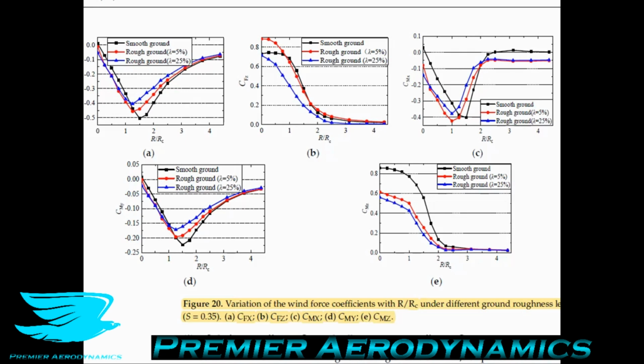For the yawing moment coefficient, when the train was within 3 radii from the tornado center, the yawing moment coefficient decreased with increasing ground roughness. But when you go outside 3 radii, it will remain unaffected. So again, not only are the tornado's effects very localized, but the effects of the surface roughness are quite localized as well with respect to the tornado's effects.